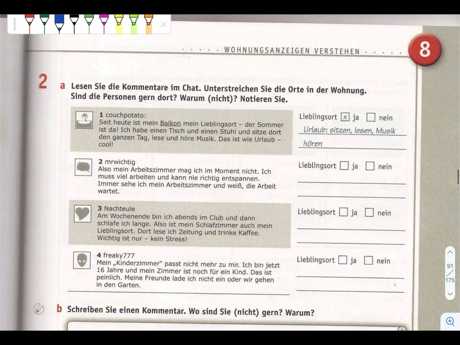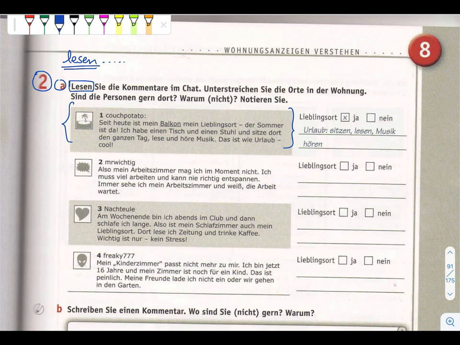So, Zwei A Lesen. Again, I told you many times, this type of activity is very important for your Goethe exam related to Lesen. Because in Lesen, time is very limited. Your reading speed should be good. And while you are reading, you should also be able to understand what is written and what they are asking in the question.